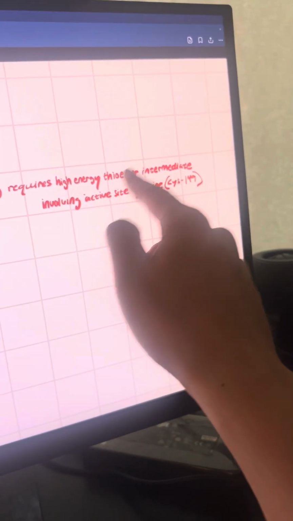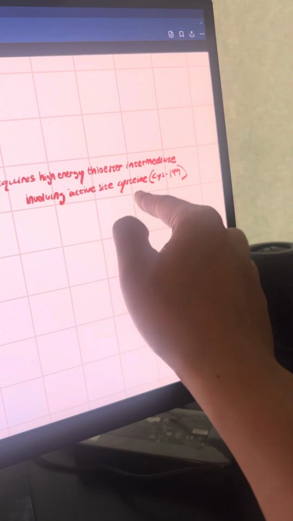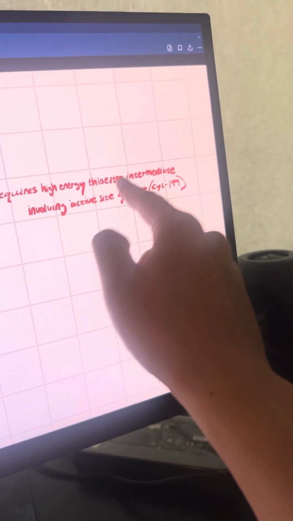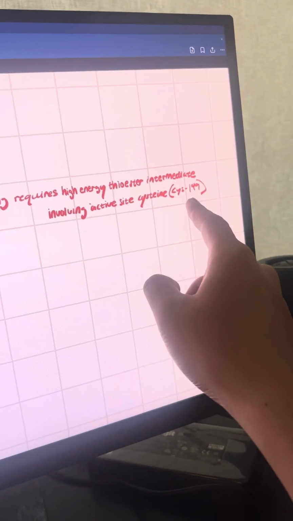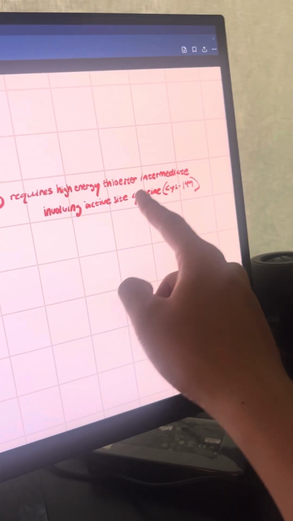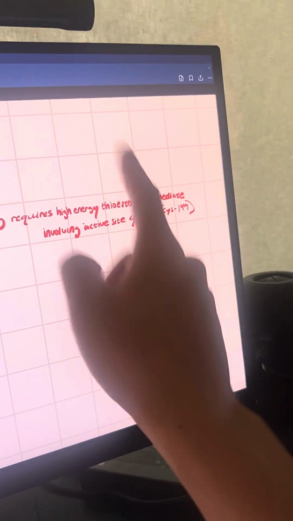I don't know if this is important, but that step that we just went through, the coupling right here, requires a high energy thioester intermediate involving active site cysteine, Cys149. I'll memorize that residue just because he likes to ask about amino acid residues a lot on his exams. Okay, moving on.